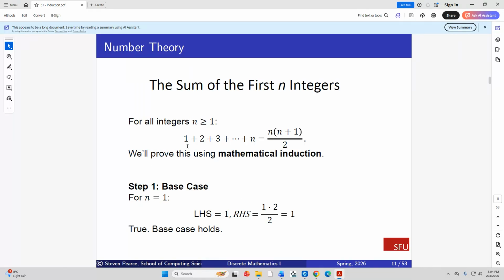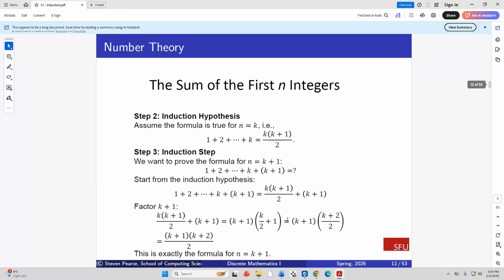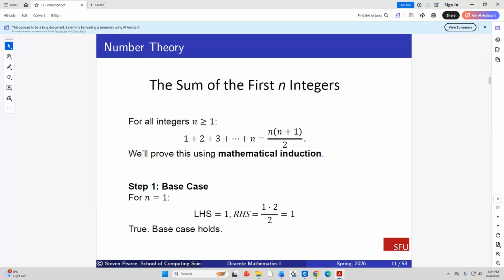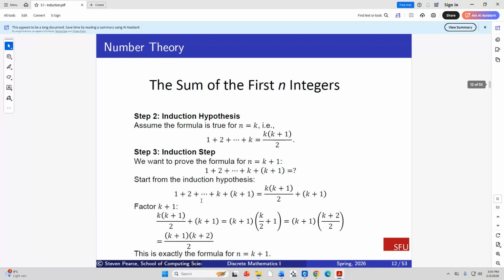Base step, of course, it's a set of positive integers. So the base step is n equals 1. And the left-hand side, well, it's 1. And the right-hand side, 1 times 1 plus 1 is 2 over 2 is 1. So it works. Okay. Then, inductive hypothesis, we assume this is true. You must always state this. The base step, the inductive hypothesis, which is assuming what you want to prove is true. And then you take the inductive step, which is just where all the work is in all this business.